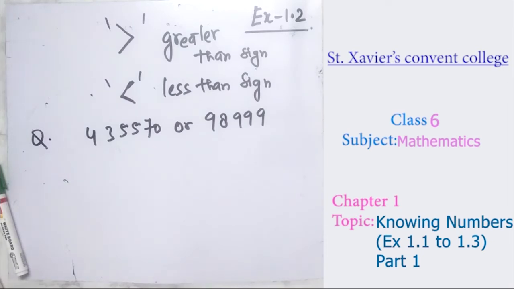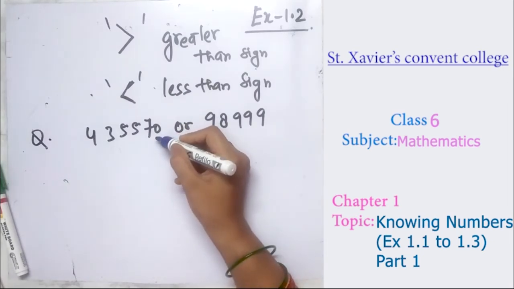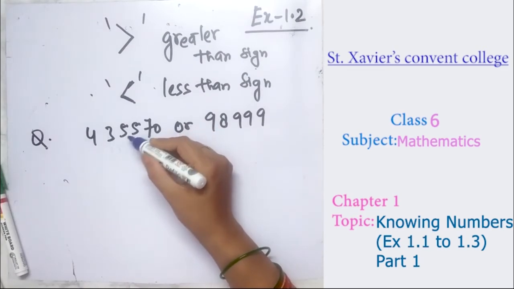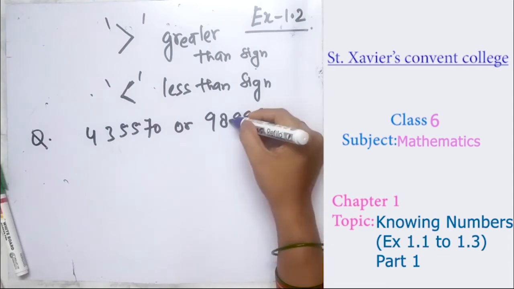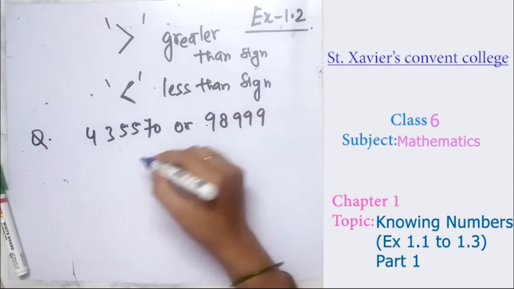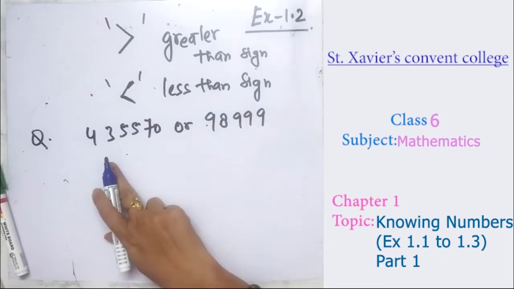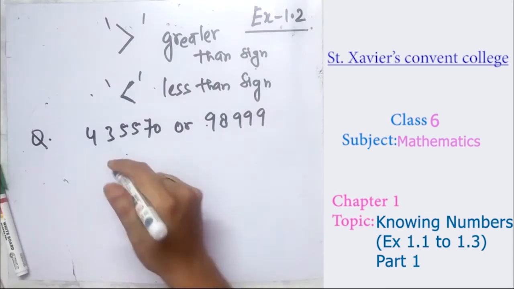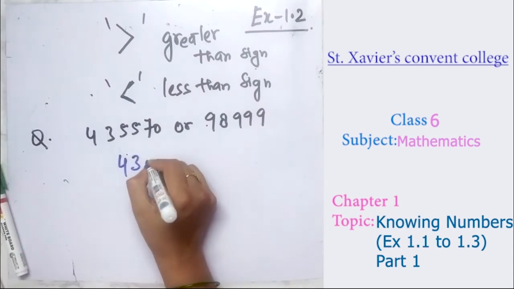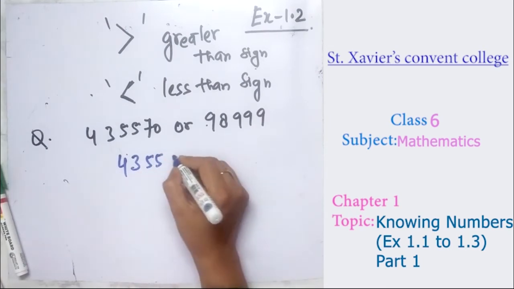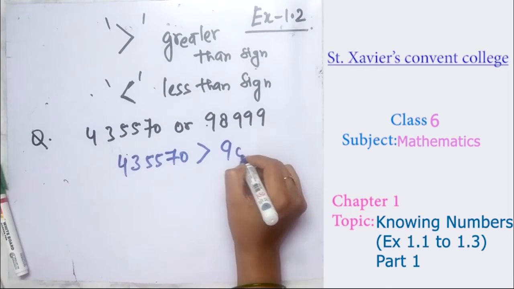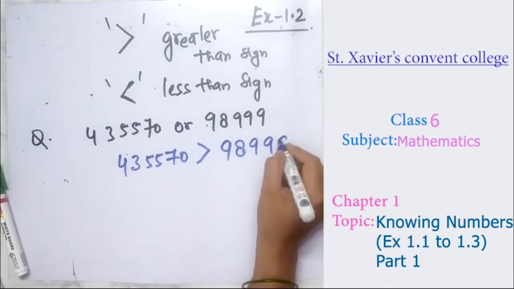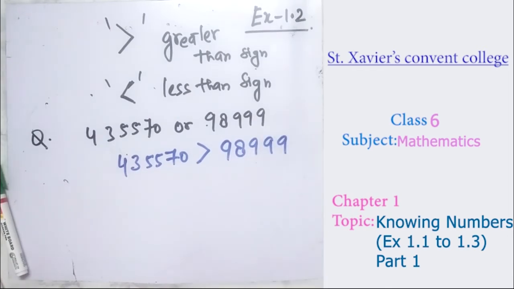You can see over here how many positions are required: ones, tens, hundreds, thousands, 10,000, lakhs. And here: ones, tens, hundreds, thousands, 10,000. The first one reaches the lakhs, and obviously a lakh is greater. So what you have to write? 435,570 is greater than 98999. Okay.